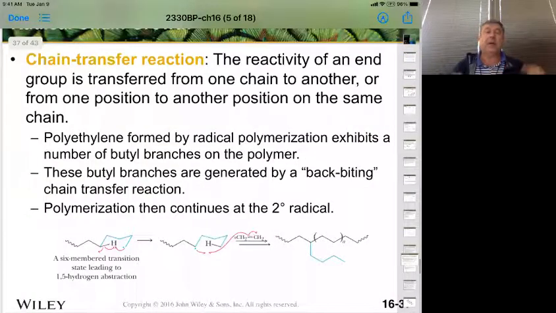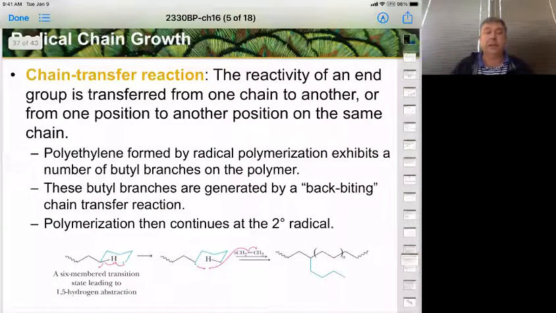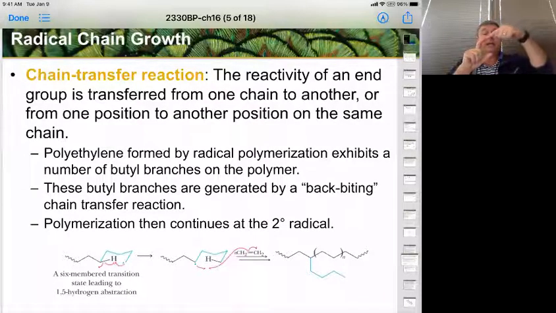Okay, so let's talk about how they do that chain transfer. So instead of having that radical react with another monomer somewhere, what can happen is it can transfer the radical into its own chain. Okay, polyethylene is made with ethylene, right? And you only have a primary radical on one side or a primary radical on the other side. That's the only way you can form it, right?